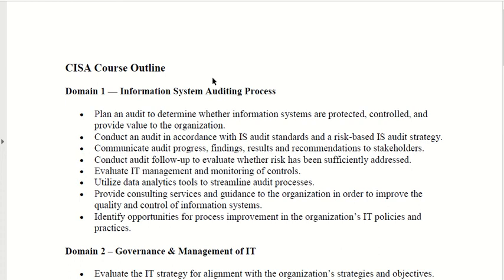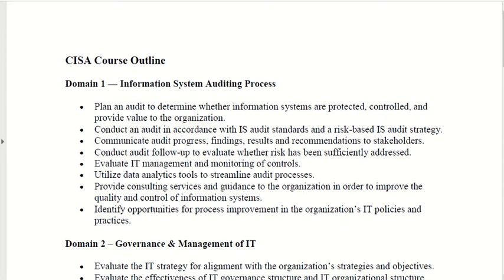Hi viewers, in today's video we will discuss the CISA course outline. CISA consists of 5 domains. Domain 1 is Information System Auditing Process. In this domain, CISA covers the following topics.